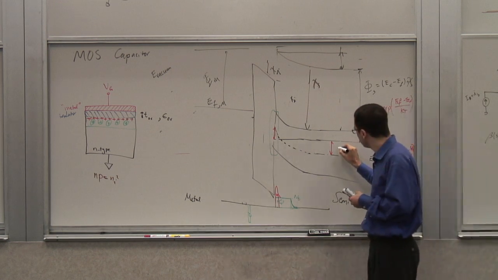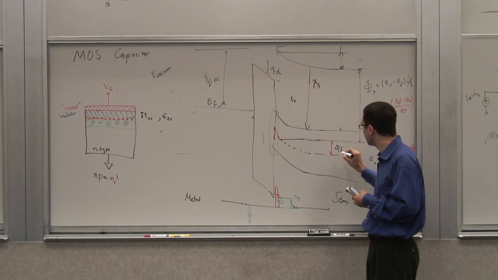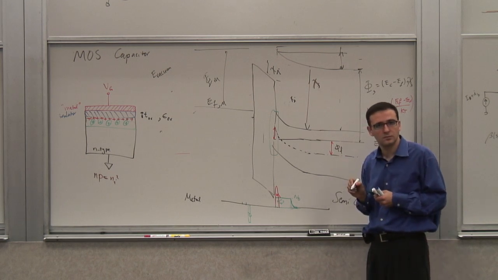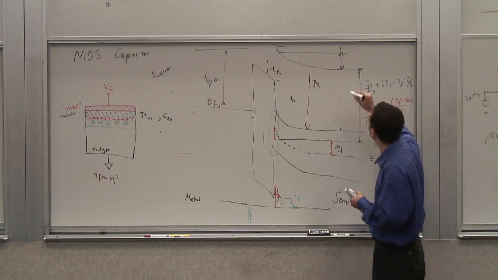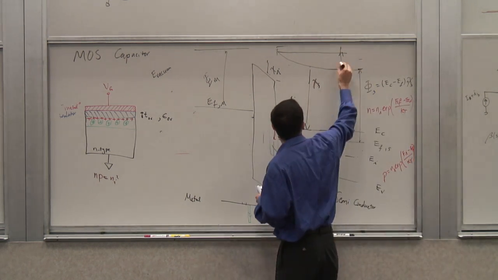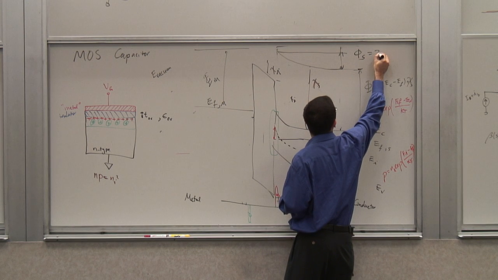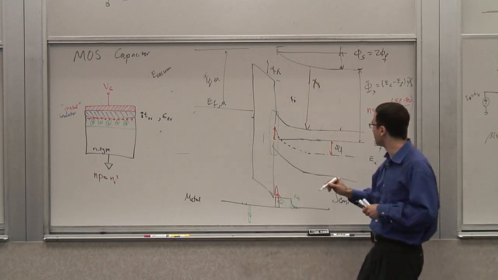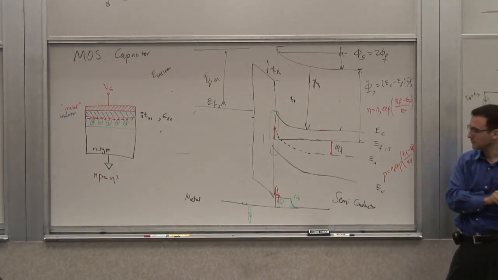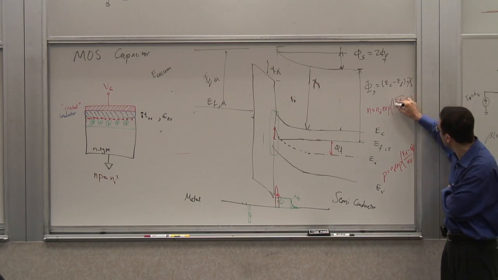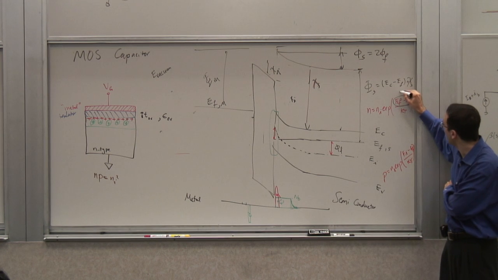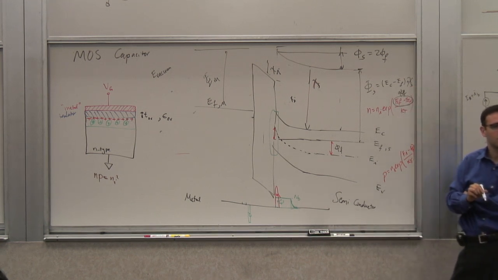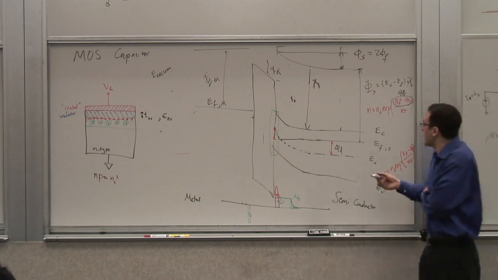If I call this phi f, can you tell me what it is? 2 phi f, right? So the surface potential is going to be 2 phi f. Now what is phi f? Phi f is this divided by q, right? That's q phi f. So that's simple to calculate.